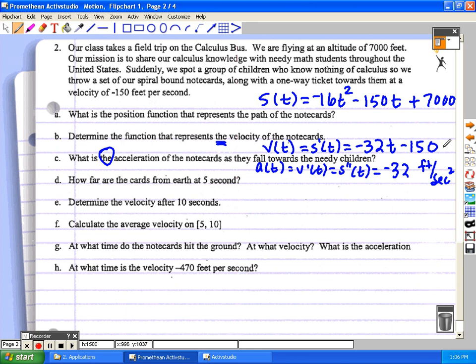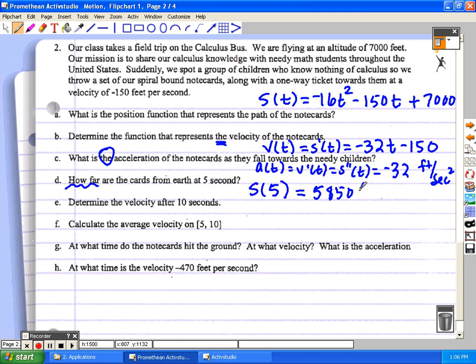And so now it just becomes simply plugging numbers in, which is simple algebra 1. D, how far from the Earth, so if we're asking how far, that's a position, are the cards at 5 seconds? So we're going to use a calculator, and we're going to calculate S of 5. And S of 5 turns out to be, if I did not make an error, 5,850 feet. But you need to confirm that to see if it's correct.